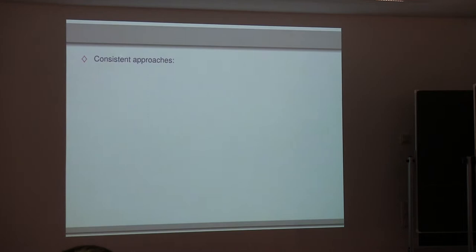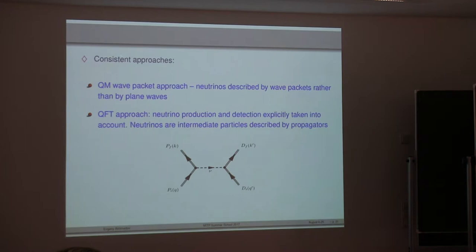So what are the consistent approaches? How can we obtain the oscillation probability in a consistent way? There are two possibilities. One of them is the quantum mechanical wave packet approach. We should consider neutrinos as wave packets and not as plane waves. And the second one is the quantum field theory based approach. We just consider the neutrino production, propagation and detection as a single process described by a large Feynman diagram.